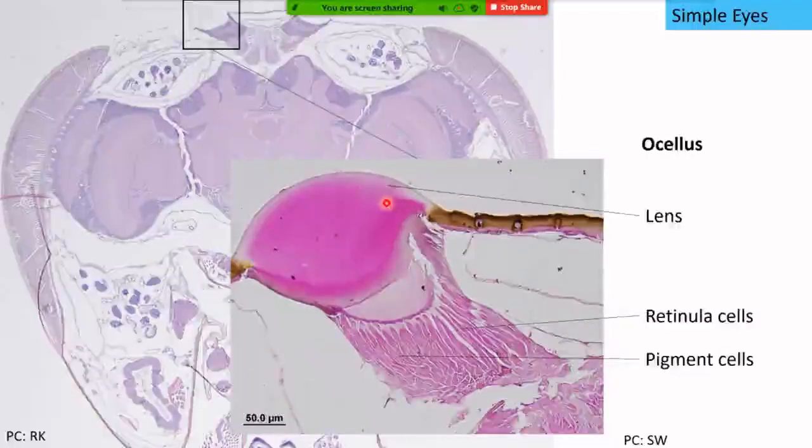Now, the ocelli, or simple eyes, are known to be innervated with high caliber nerves, so they are able to deliver the nerve impulses really, really fast.